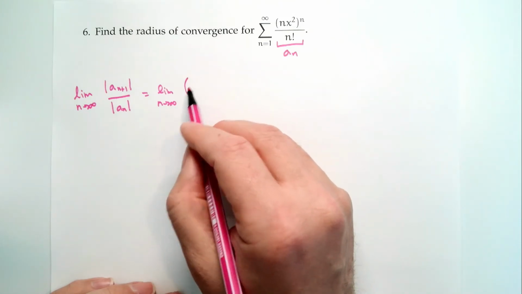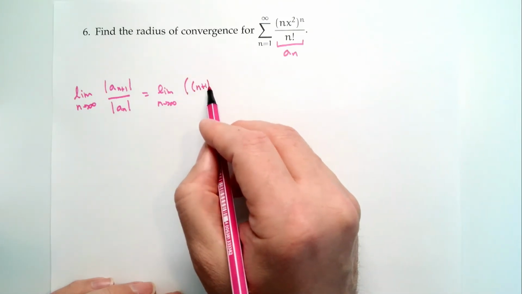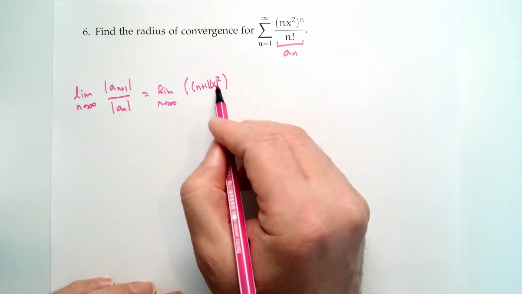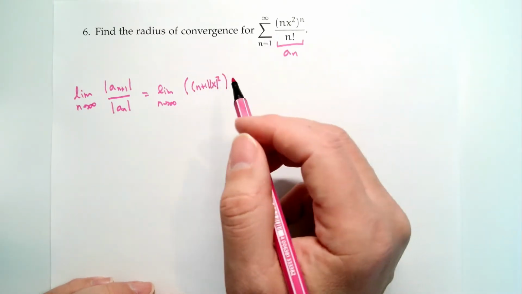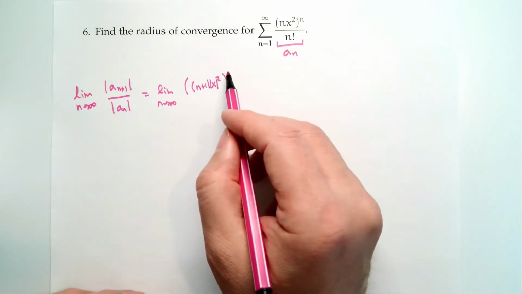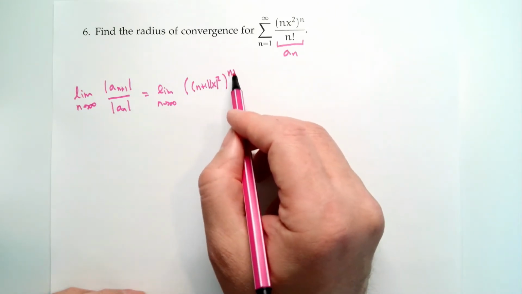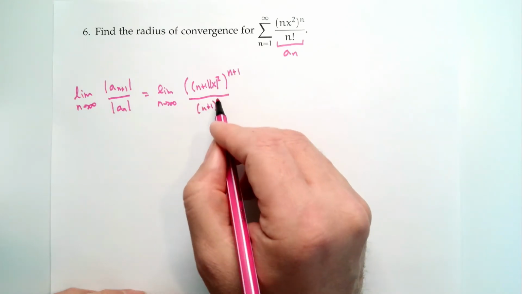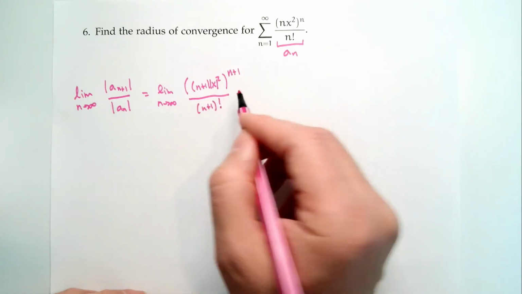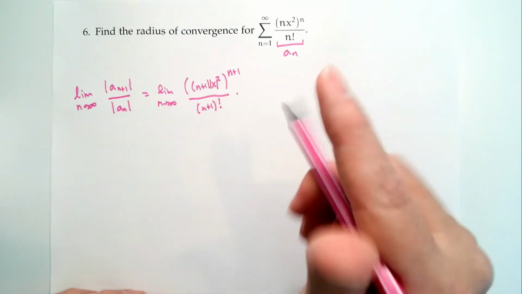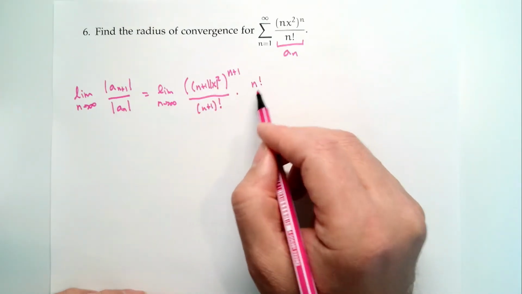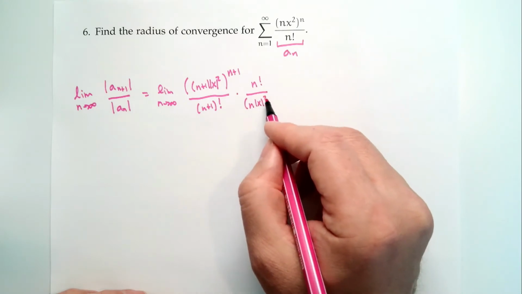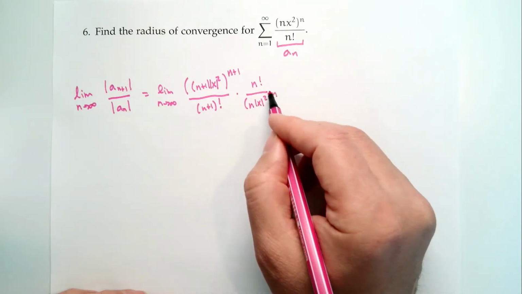So let's see, we're going to have n plus 1 times x squared. I'll put an absolute value there. I don't really need it because it's being squared, but I'll still do it. It's good practice. To the power n plus 1. Divide that by n plus 1 factorial. Then multiply it by the reciprocal of a sub n. So that's n factorial, and then the absolute value of x squared to the nth power.